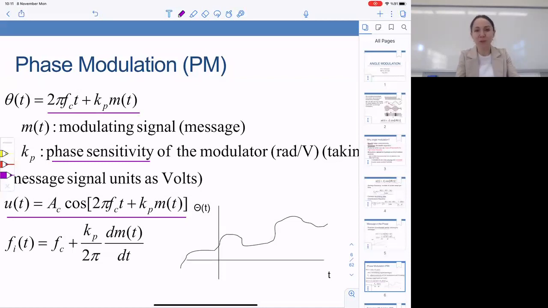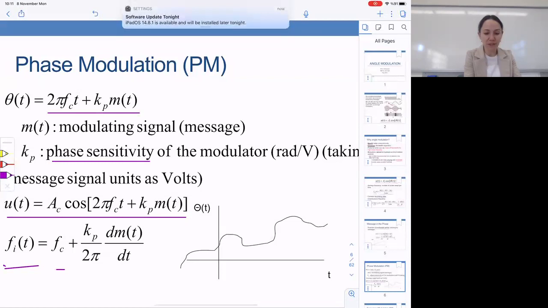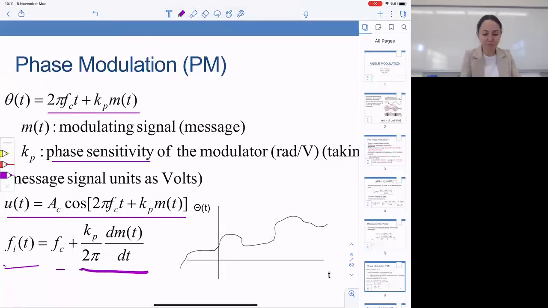What happens to the instantaneous frequency? Simply differentiate the phase and you obtain fc plus kp over 2 pi times the derivative of the message. Any questions so far? All right.